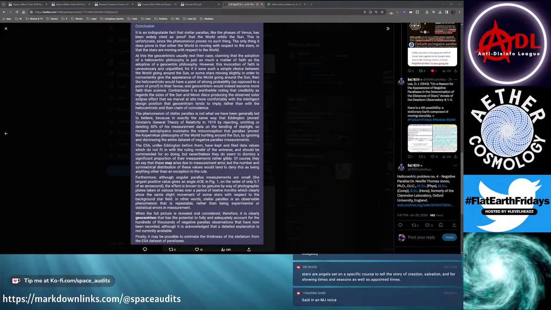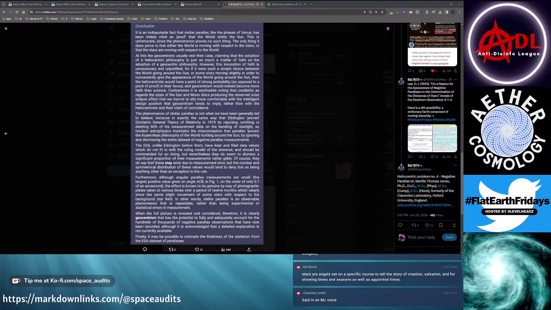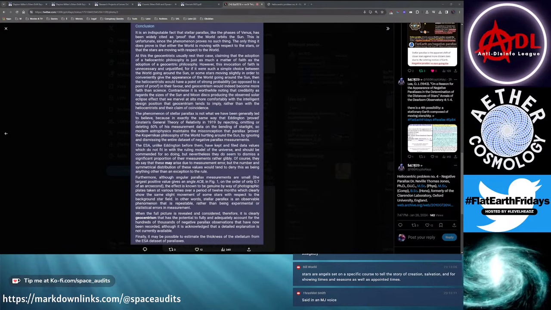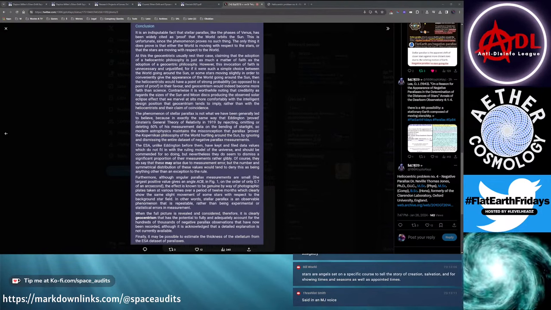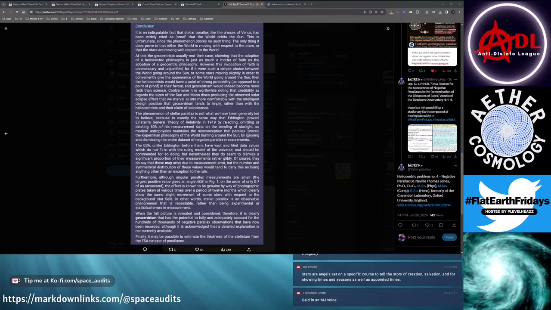At this, geocentrists usually rest their case, claiming that the adoption of a heliocentric philosophy is just as much a matter of faith as the adoption of geocentric philosophy. So basically, we'd be saying the heliocentric ideology is nothing but a religion. You got to believe in it in order for it to work. And when it doesn't work, you got to simplify it so that way it keeps working, or else it falls apart. So when you start invoking faith in science, that's a religion, guys, in case you didn't know.